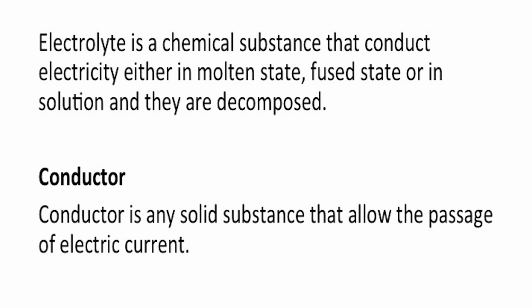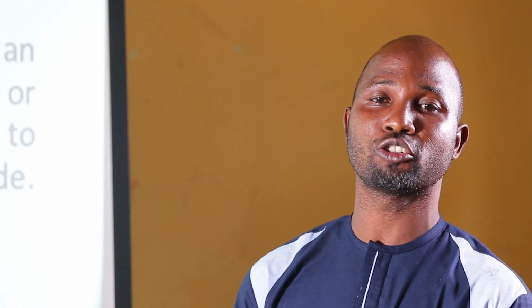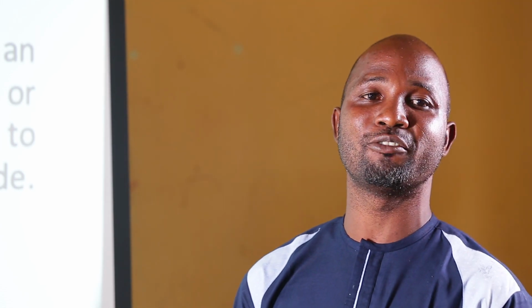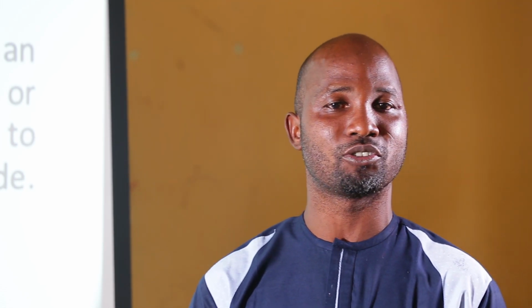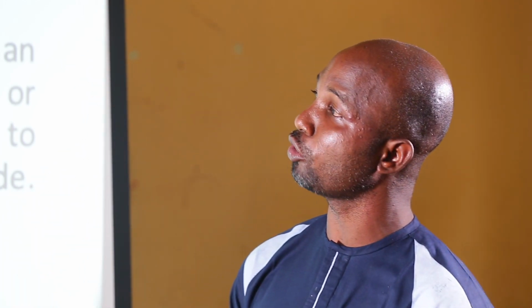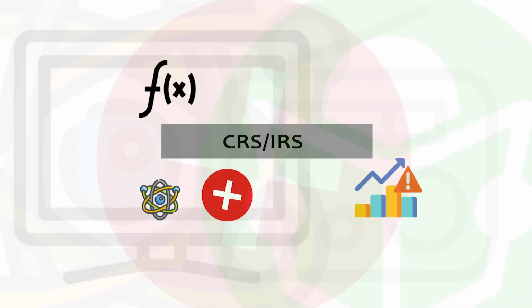The conductor is a solid substance that allows the passage of electric current. Now, there are basic differences between electrolyte and conductor. While the conductor conducts electricity in solid state, the electrolyte conducts electricity in molten state, fused state, or in solution. The conductor conducts electricity via mobile electrons, while the electrolyte conducts electricity using mobile ions. And finally, the conductor does not decompose and the electrolyte decomposes.